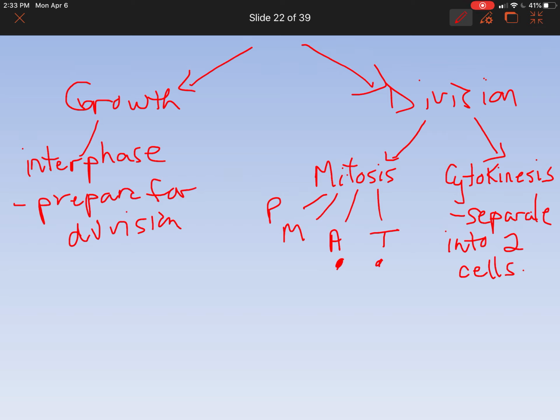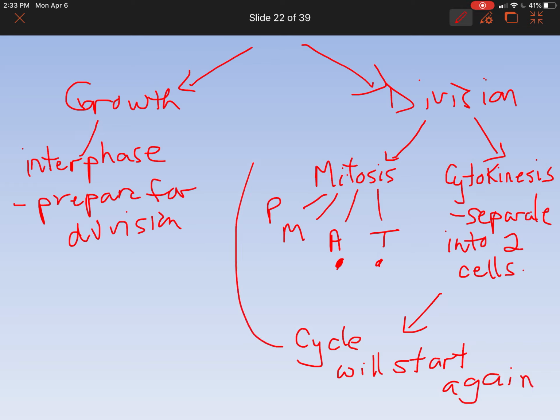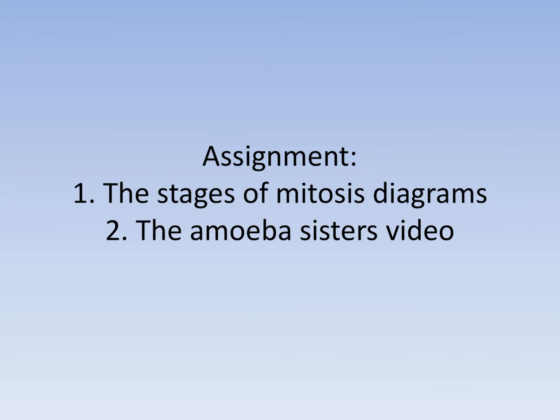Now, after cytoplasmic division, after cytokinesis, it starts again. So the cycle will start again at this point. So we just move up and we go through it again. And so this is the cell cycle as we move through it. So you can see how it's constantly reproducing, separating, and then starting again.